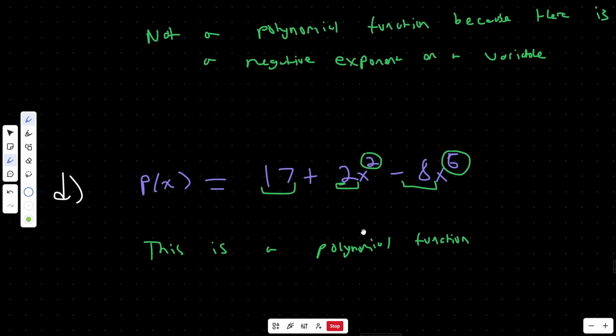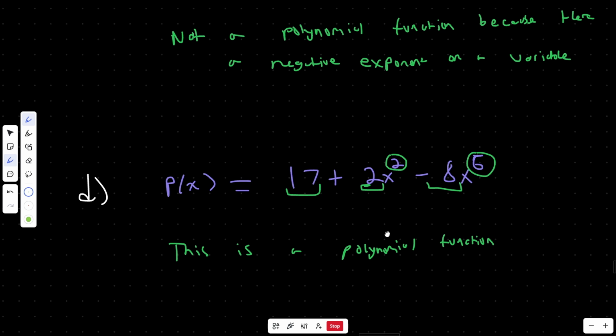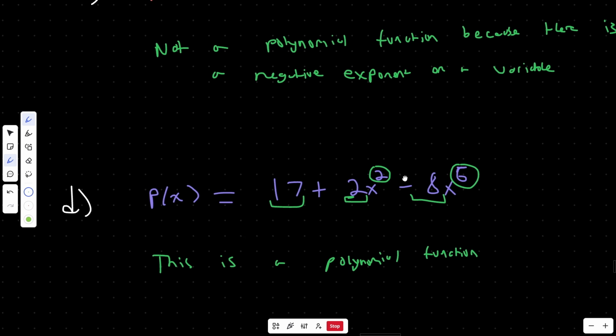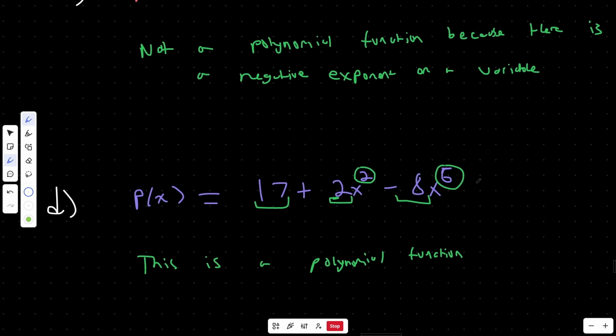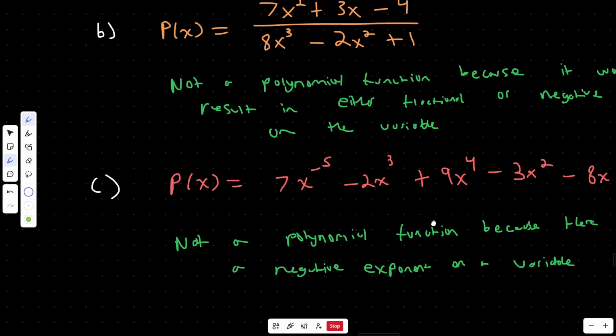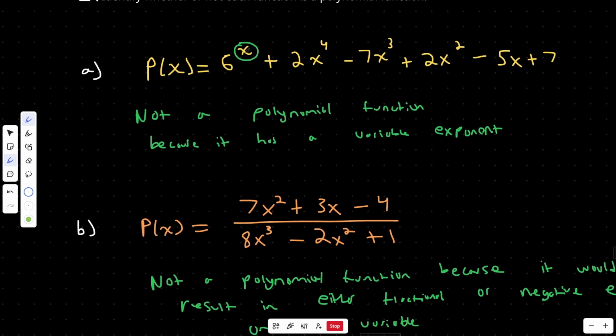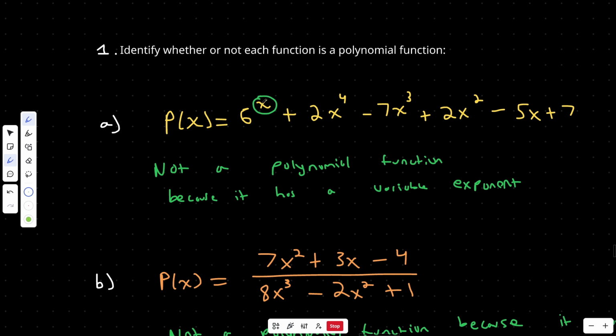So there we go. So when determining whether or not a function is a polynomial, what you want to look at is first look at these exponents. A polynomial function can only have whole number exponents, basically 1, 2, 3, 4, 5, 6, or 0. It can't be negative, or fractional or decimal. And also, you can't have a variable as an exponent. So right here, we noticed this exponent was a variable. A polynomial function cannot have a variable as an exponent.